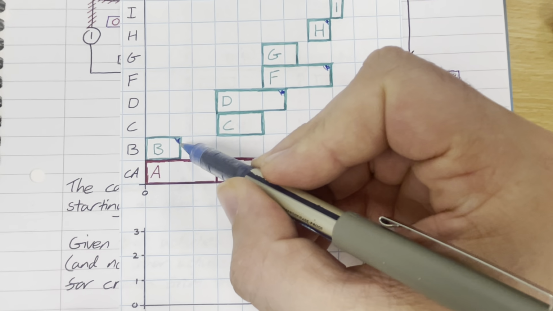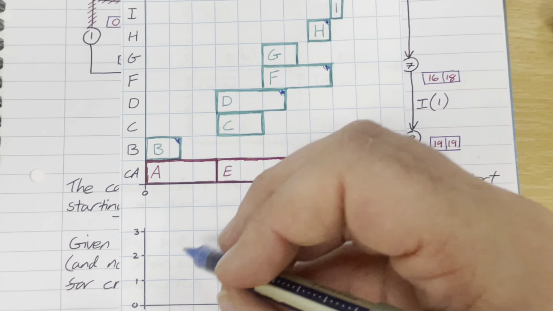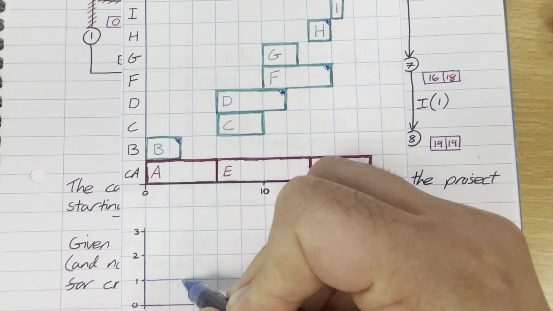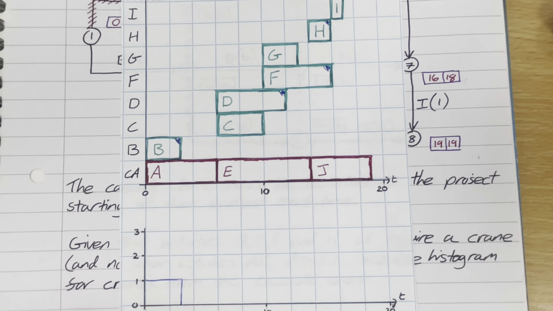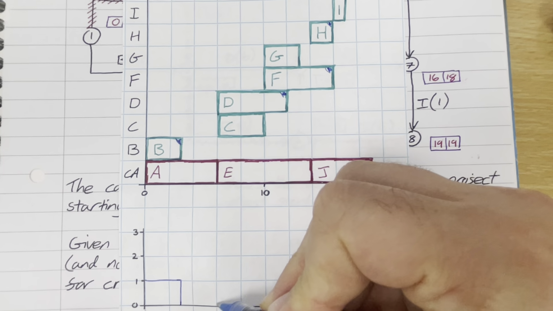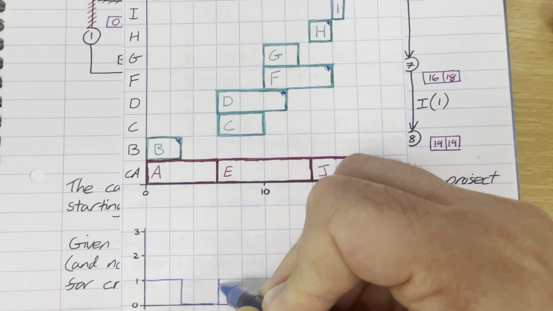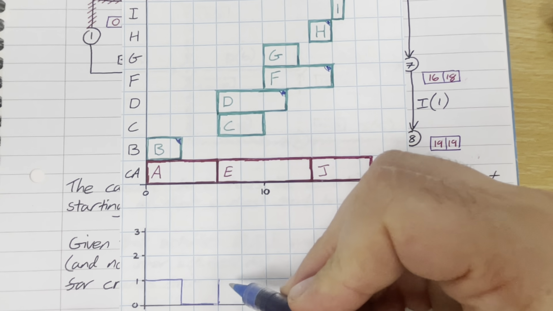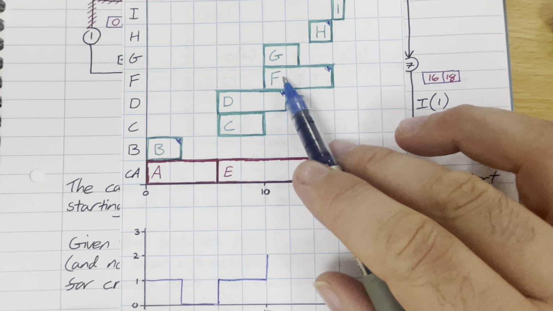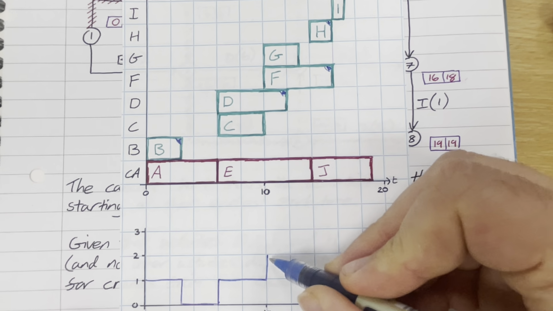So my histogram for the crane then is going to be 1 crane for the first 3 units of time, which is probably going to be weeks. Okay, then it's no crane until we get to 6. Then it goes back up again. So no crane there, back up to 1 crane until we get to 10. Then we're going to need 2 cranes because both D and F are occurring for the next 2 units of time.